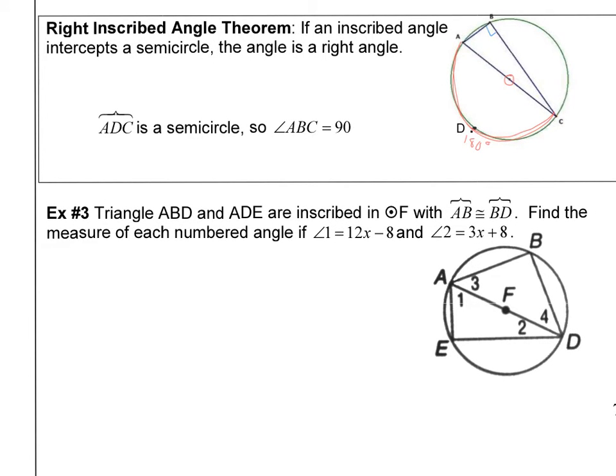Example number 3. Triangles ABD and ADE are inscribed in circle F. We can see that A is on the circle, E is on the circle, D is on the circle, and so is B. It tells us that arc AB is congruent to arc BD, so AB and BD are the same. Find the measure of each numbered angle if angle 1 equals 12x minus 8 and angle 2 is 3x plus 8.